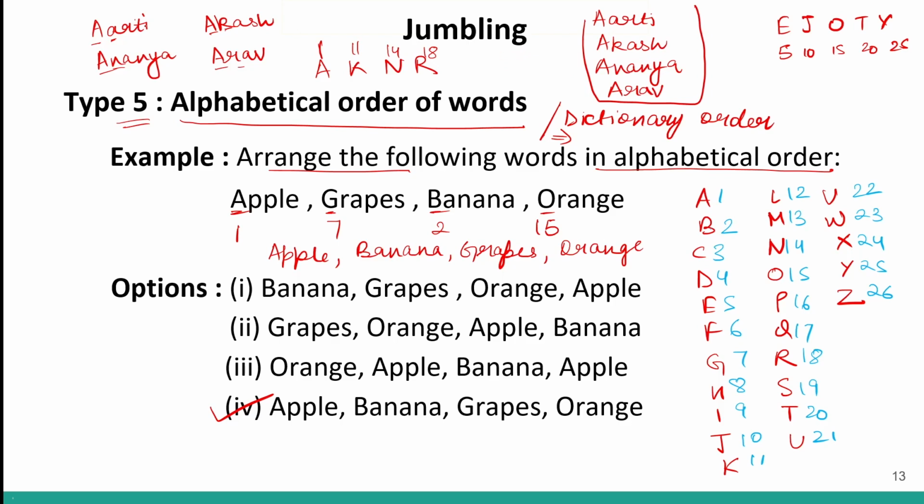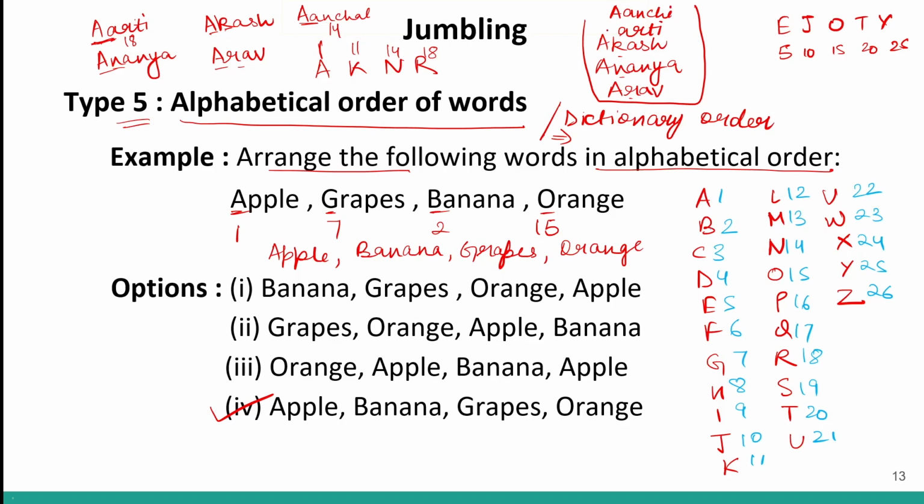So if you get something like this, where the first alphabet is same, then we'll move on to the second alphabet. We arrange it according to the second alphabet. Let's say that even the second alphabet is same. So we have a student name Anchal, let's say. So then we'll move on to the third alphabet. So AA is common in Aarti and Anchal. R is 18 and N is what? N is 14. So Anchal will come even before Aarti.